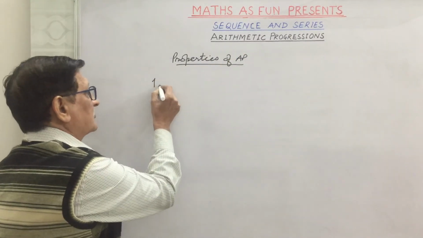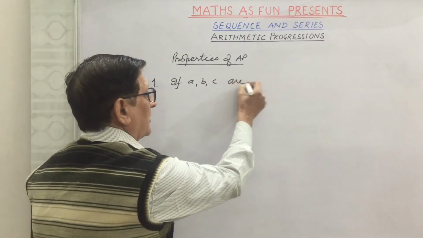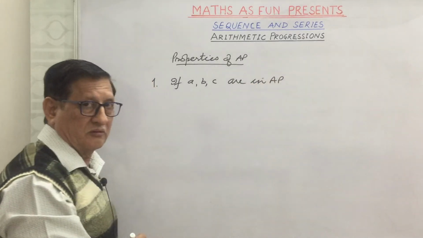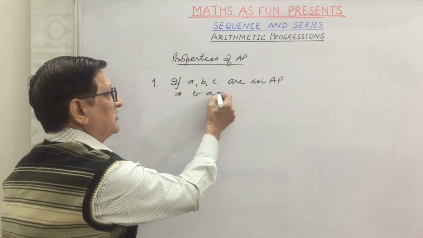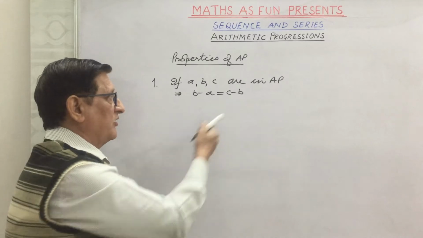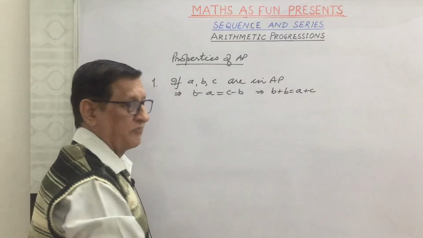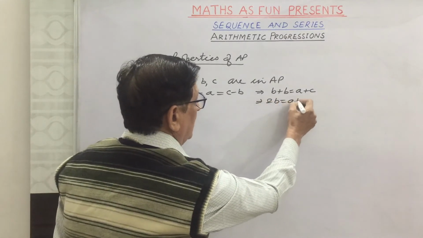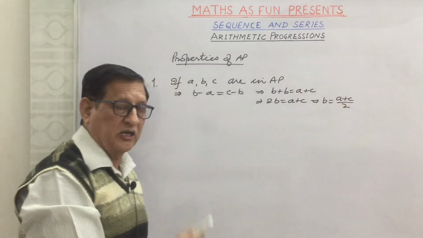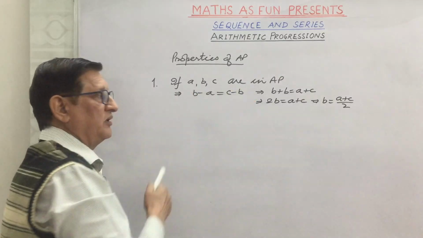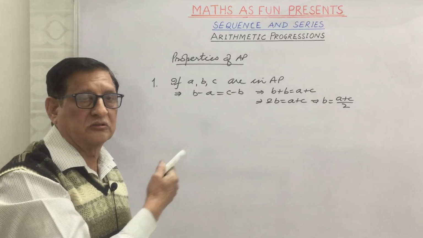Now we will learn about some of the properties of AP. The first one is, if A, B, C are any three numbers in AP, then we know that the difference between the terms should be equal. It means B minus A should be equal to C minus B. If we use transposition, we get B plus B equal to A plus C. It means 2B is equal to A plus C, which gives us B is equal to A plus C by 2. It means if there are three numbers which are in AP, we find that the middle term is the average of the first and the third term.